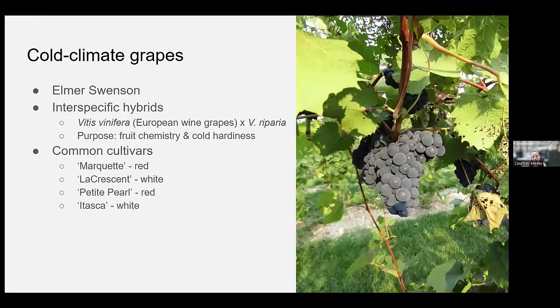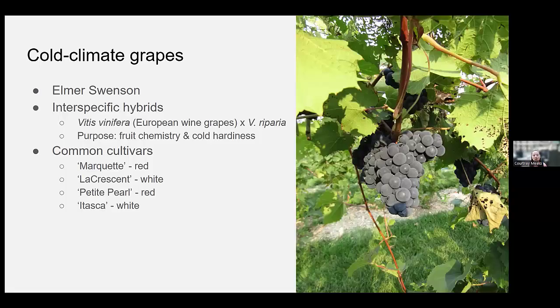Cold climate wine grapes are so unique. The attributor to breeding these is Elmer Swanson. He was a dairy farmer, towards the Wisconsin and Minnesota state line. Growing up, he's truly a citizen scientist. He was like, wow, we have these wild grapevines, but we can't grow wine grapes here or table grapes because it's so darn cold. So he decided to start breeding grapes in his backyard when he wasn't milking cows every 12 hours. And he created what we call an interspecific hybrid.